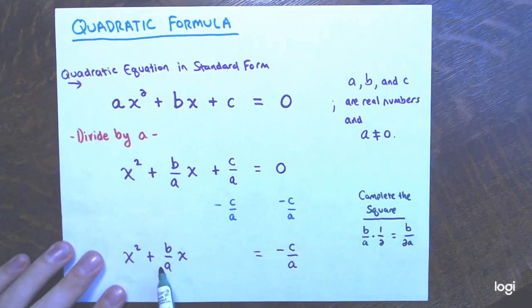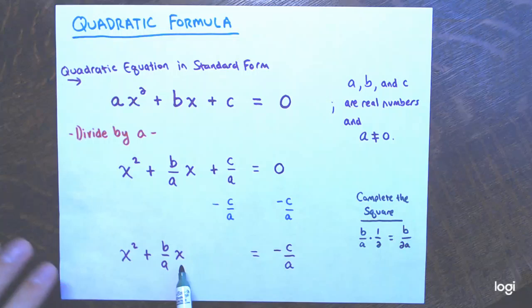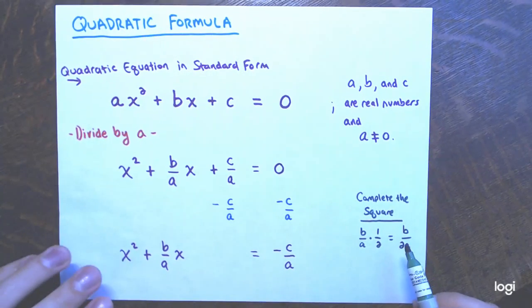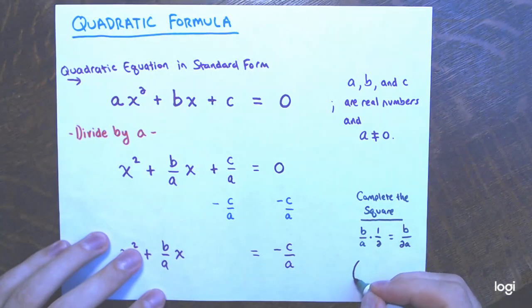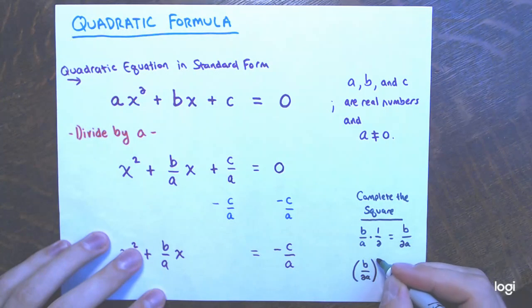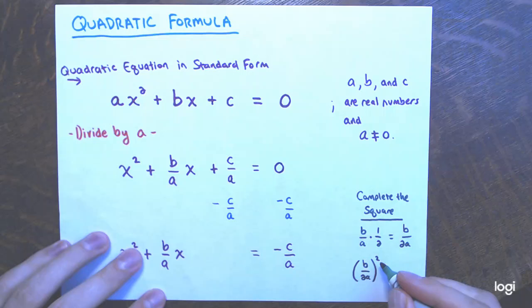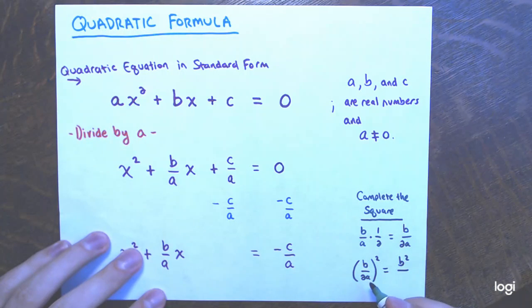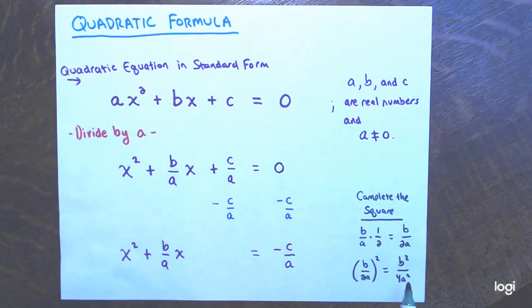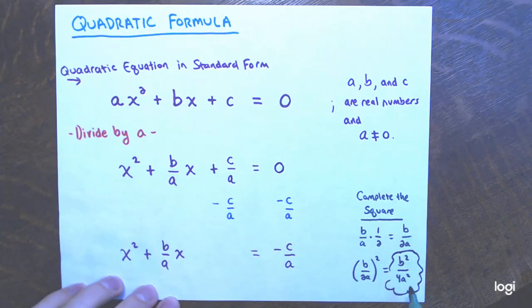Remember, you take that number that's multiplied by the first power, then you cut it in half, and then you square that. b over 2a, you take that number and square it. Well, b squared would be the numerator, and then 2a to the second power, that's 2a times 2a, that'd be 4a squared in the denominator. This is the number right here. This is the number that gets added to, as they say, complete the square.